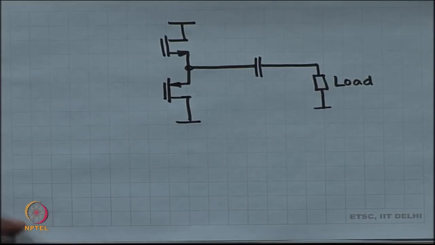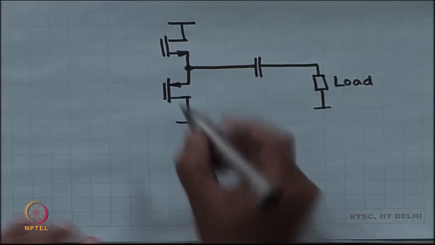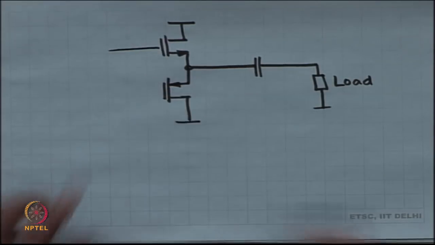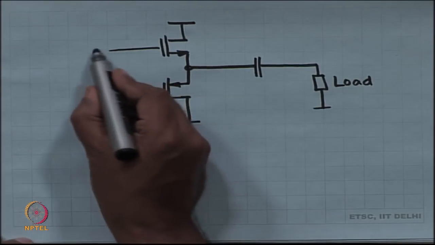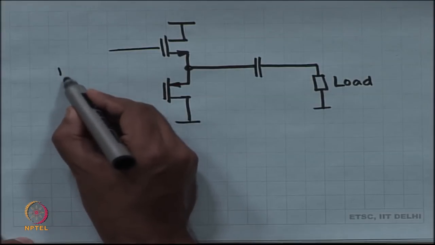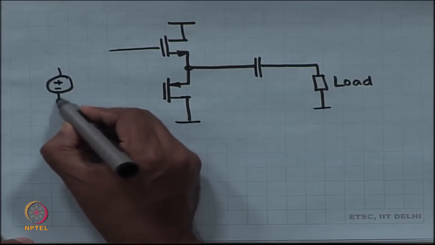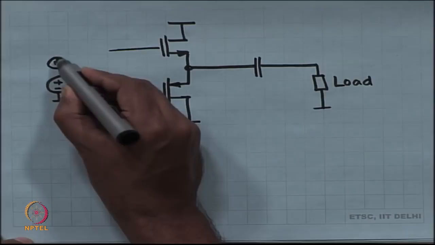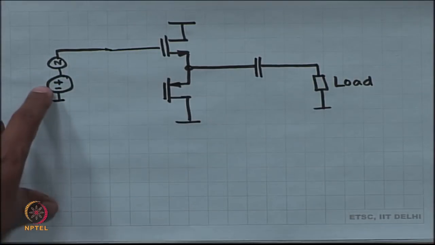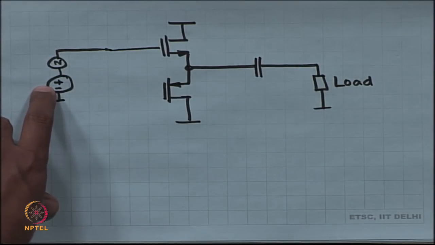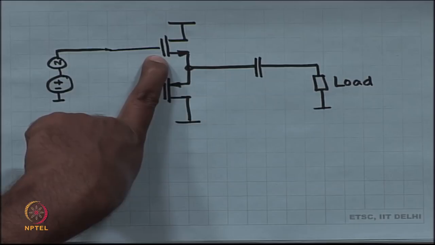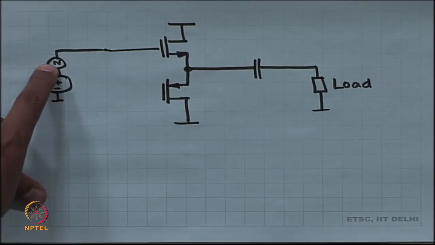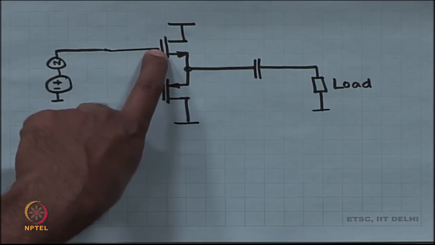Okay. So, here what you have to do? The NMOS has to be biased just right, so that when the voltage goes up, the NMOS works. When the voltage goes down, the NMOS should not produce any current.